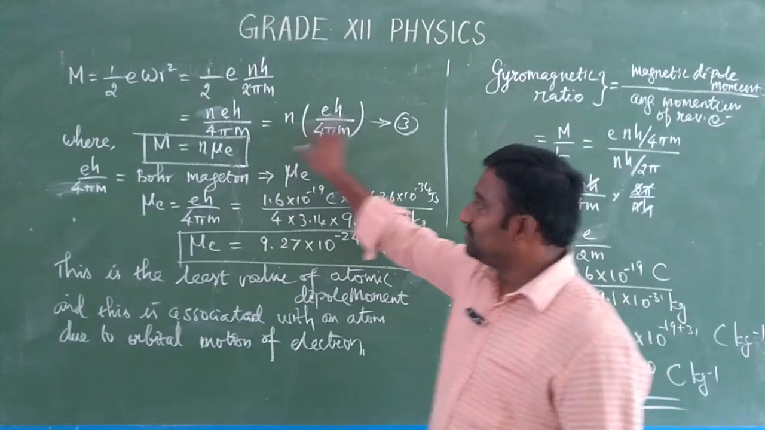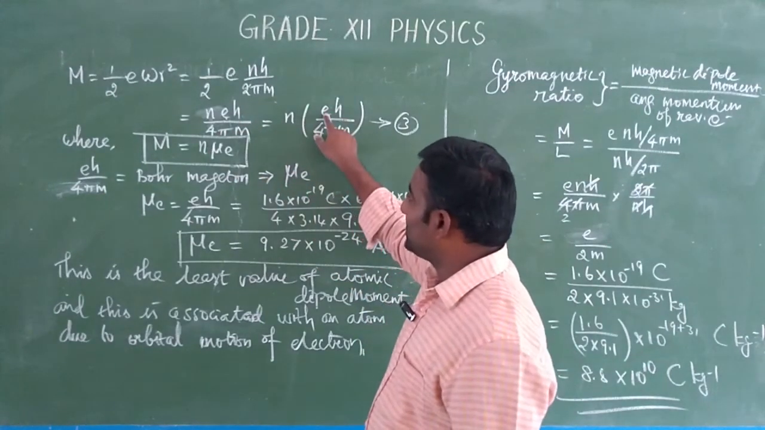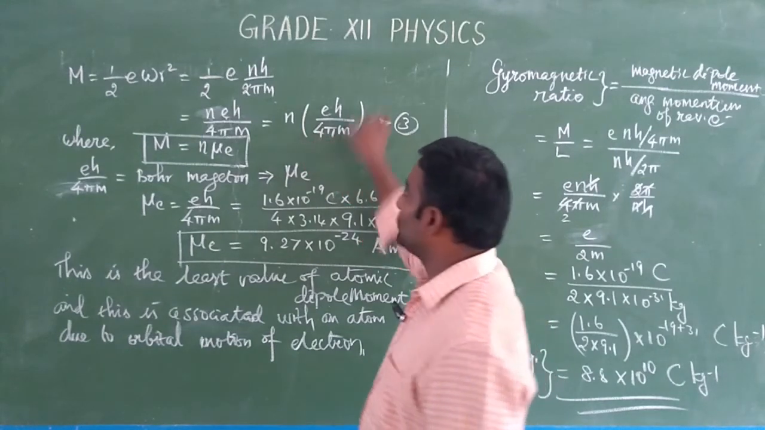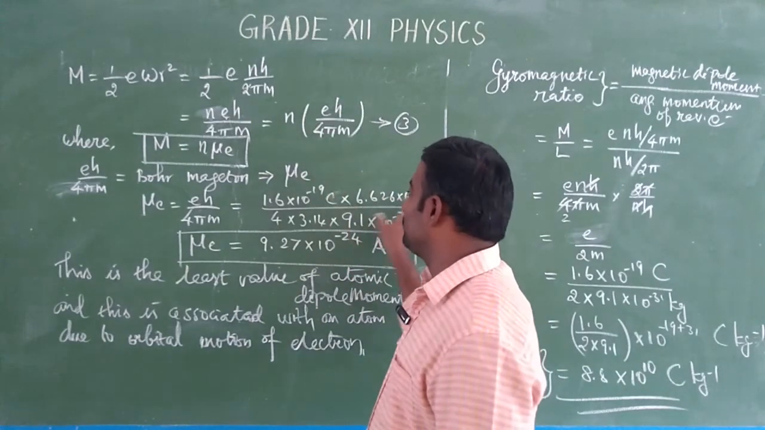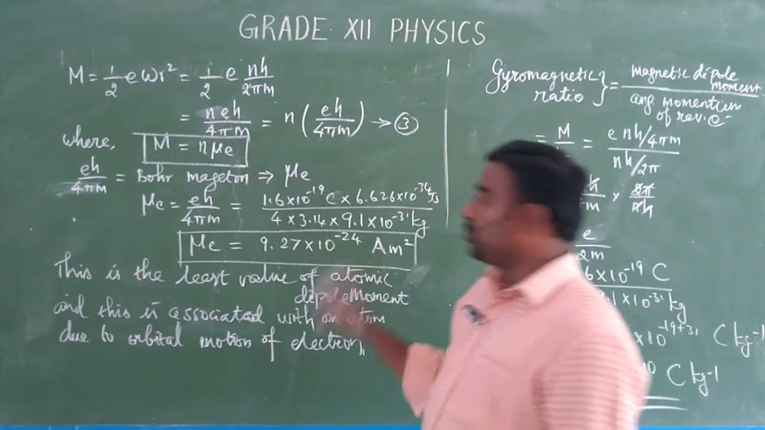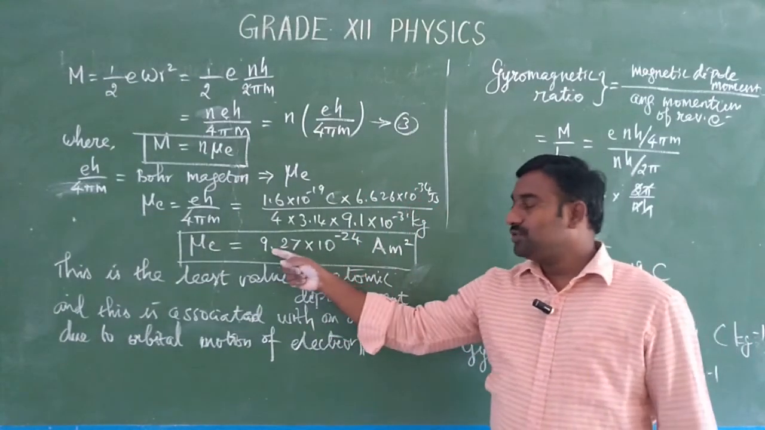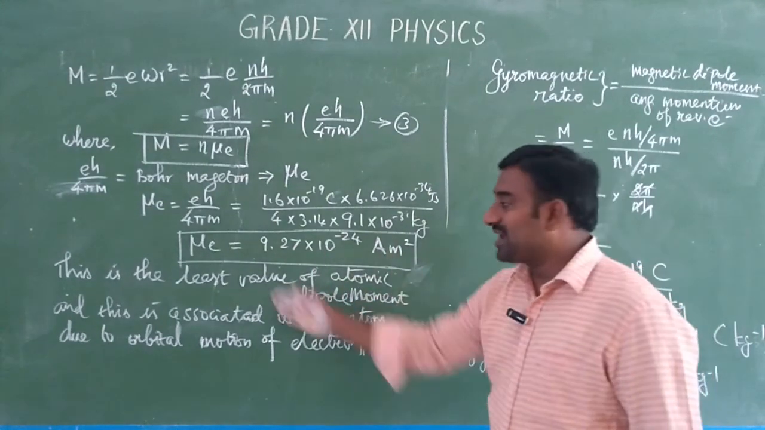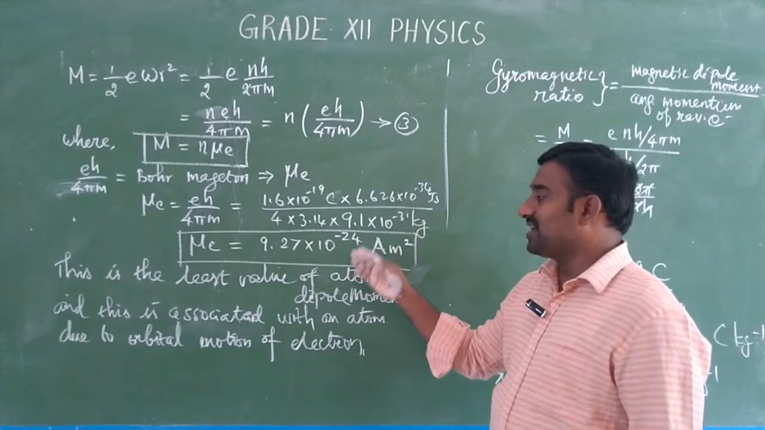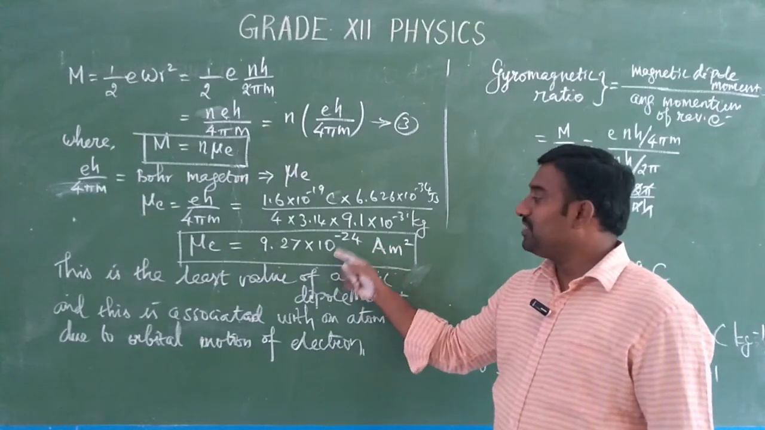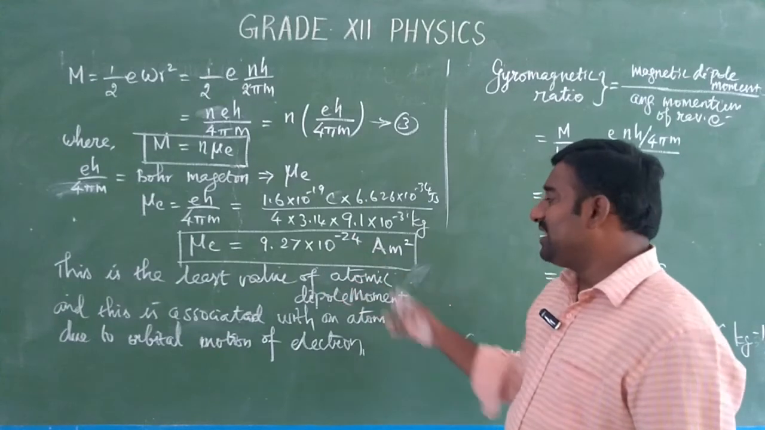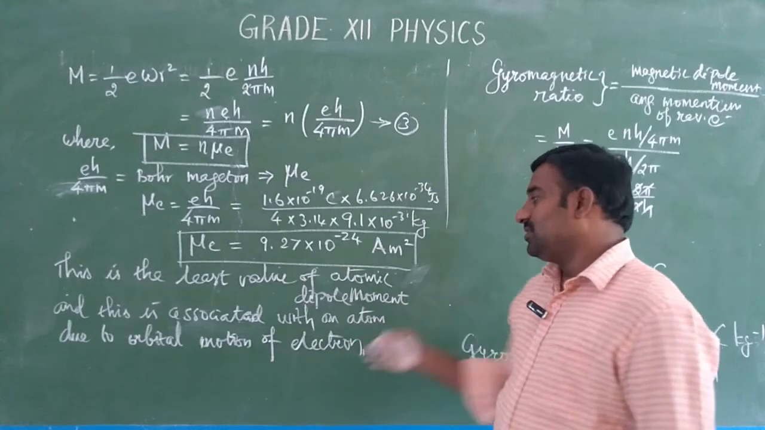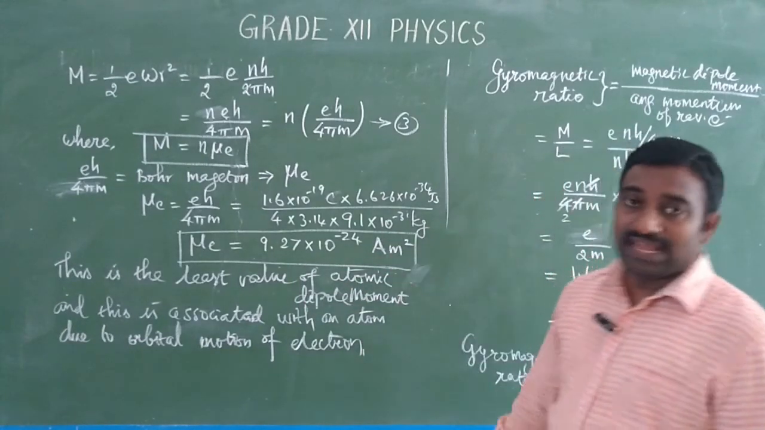These are the constant terms in this equation: the charge of an electron, Planck's constant, the mass of an electron and 4 pi. All these are constants. By substituting the known values, we get the Bohr magneton, which is equal to 9.27 into 10 to the power minus 24 ampere meter square. This Bohr magneton value is very small, in the order of 10 to the power minus 24. It is the least value of the atomic dipole moment associated with an atom due to the orbital motion of an electron.